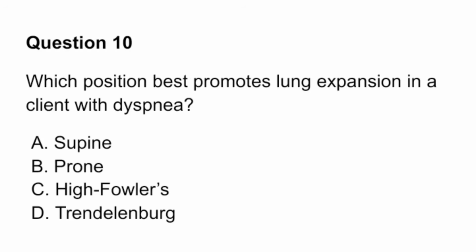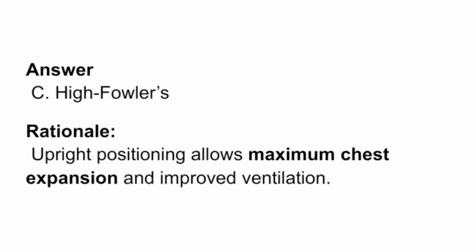Question 10. Which position best promotes lung expansion in a client with dyspnea? A. Supine. B. Prone. C. High Fowler's. D. Trendelenburg. Answer. C. High Fowler's. Rationale. Upright positioning allows maximum chest expansion and improved ventilation.